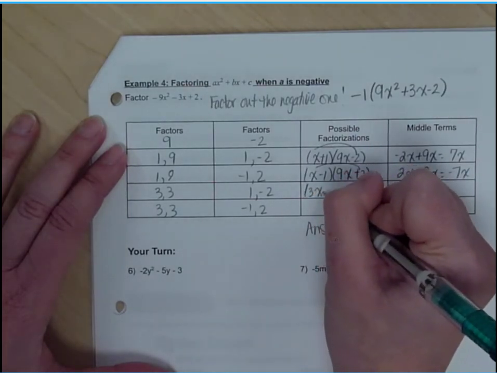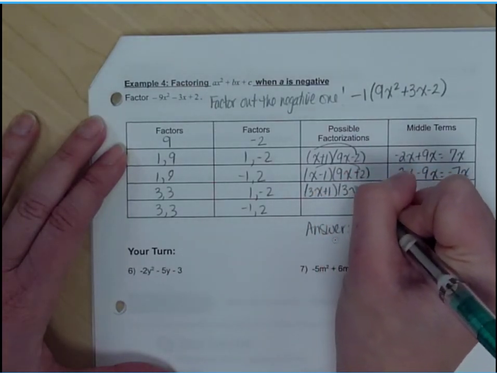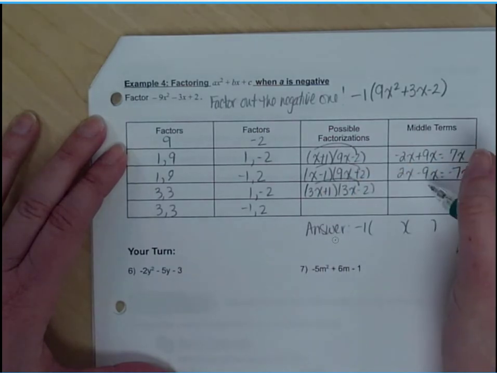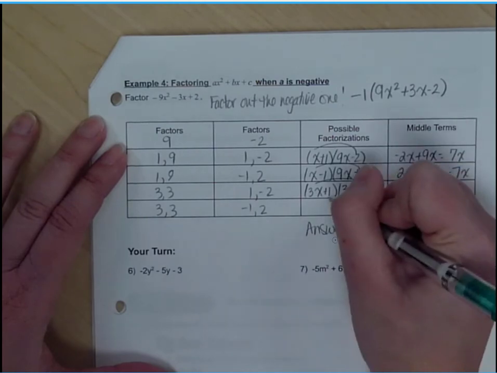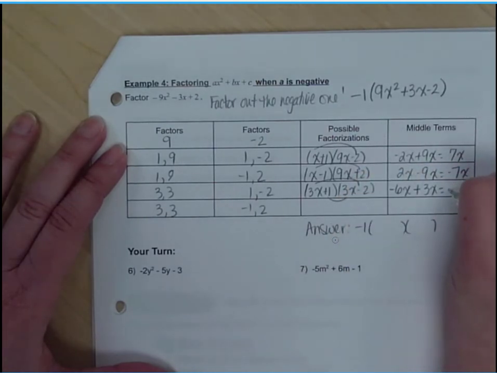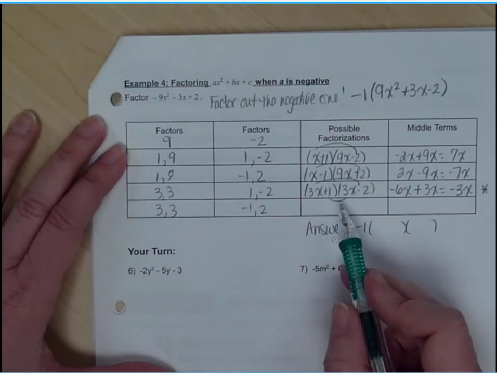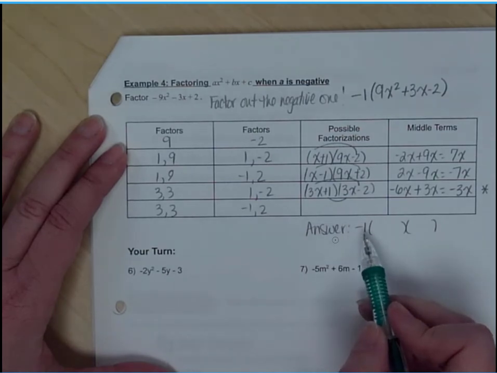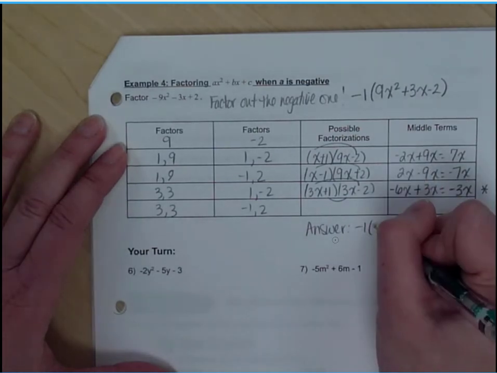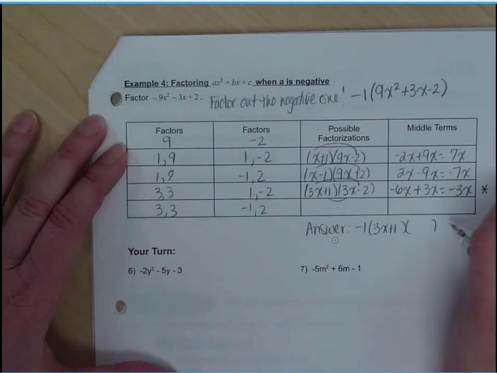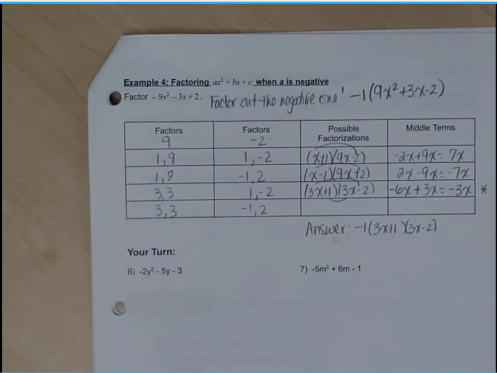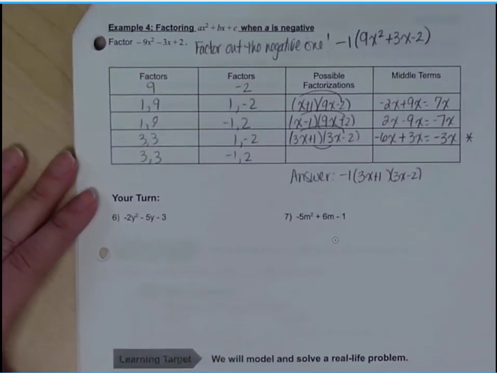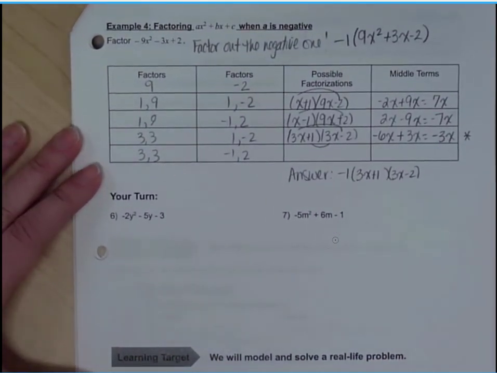All right, 3x plus 1, 3x minus 2. So what is that? So that's negative 6x plus 3x gives me negative 3x. So I can stop right here because this is my factored form. Don't forget we've got a -1 here. So I've got 3x plus 1 times 3x minus 2. All right, your turn. Go ahead and hit pause. When you're done, unpause and check your work.